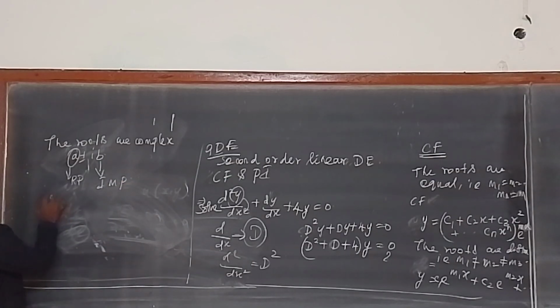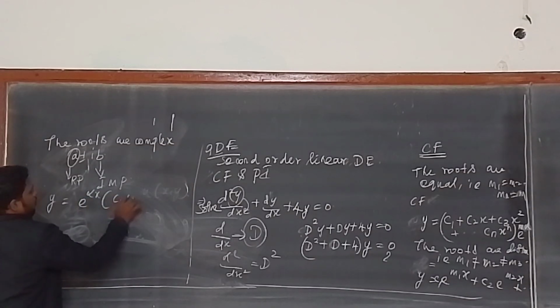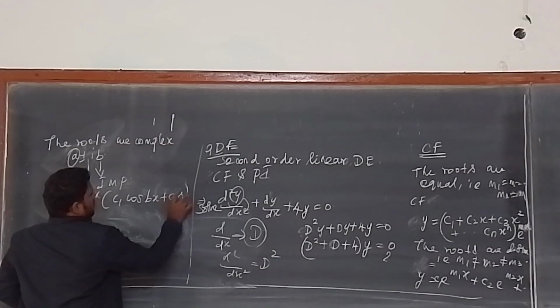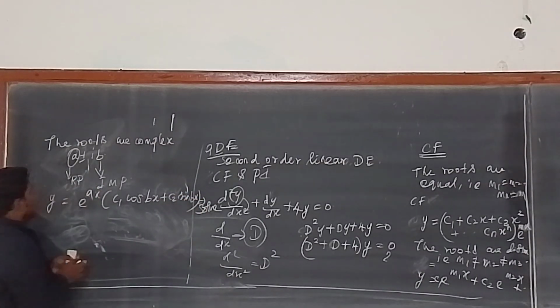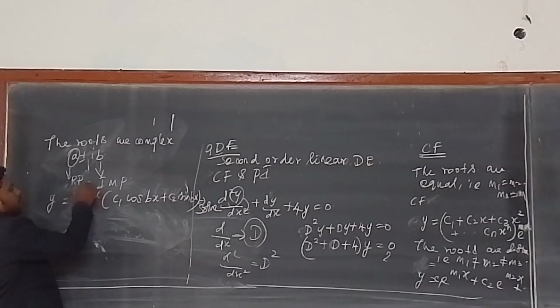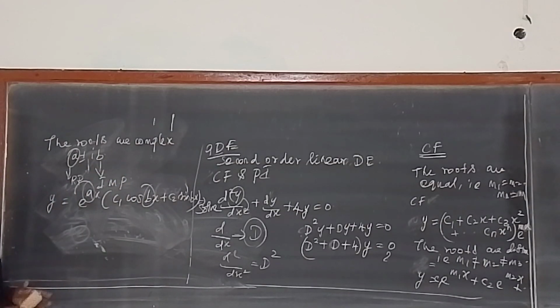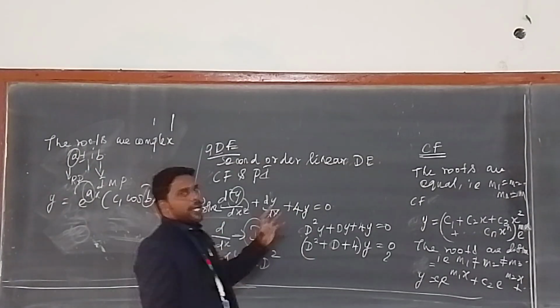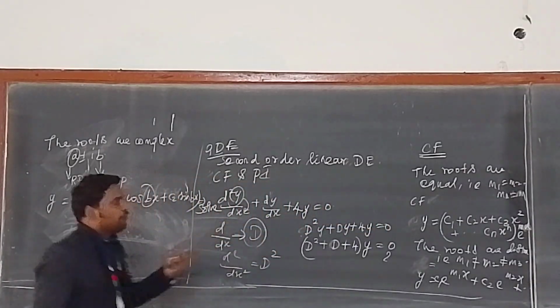Then the complementary function is y is equal to e to the power of ax times (c1 cos bx plus c2 sin bx). The roots may be given as, for example, 2 plus bi or 2 minus bi; we substitute the values, where a is the real part value and b is the imaginary part value. So there are three types of roots, and this is only to find the complementary function. Let's take some examples.